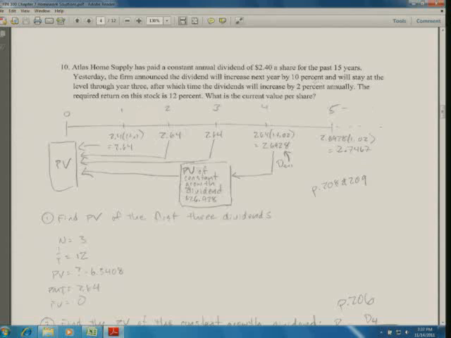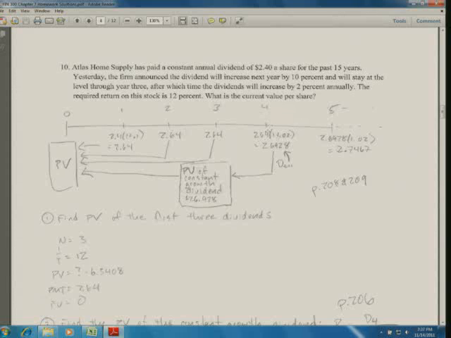And what the problem tells us is that it's going to stay level through year 3, after which the dividends will increase by 2% annually. So rather than changing on us for the next 2 years, it's going to be 2.64 in year 2, and it says through the end of year 3, we'll receive that $2.64 at the end of year 3. But then starting in year 4, it's going to increase by 2%, and then it's going to increase by 2% every year thereafter.